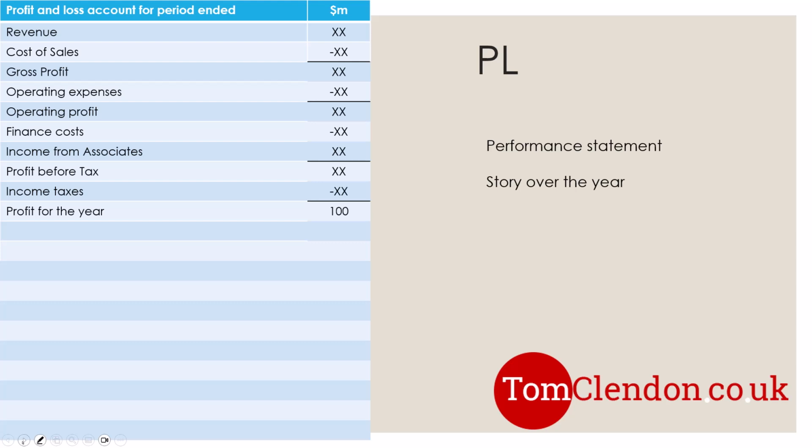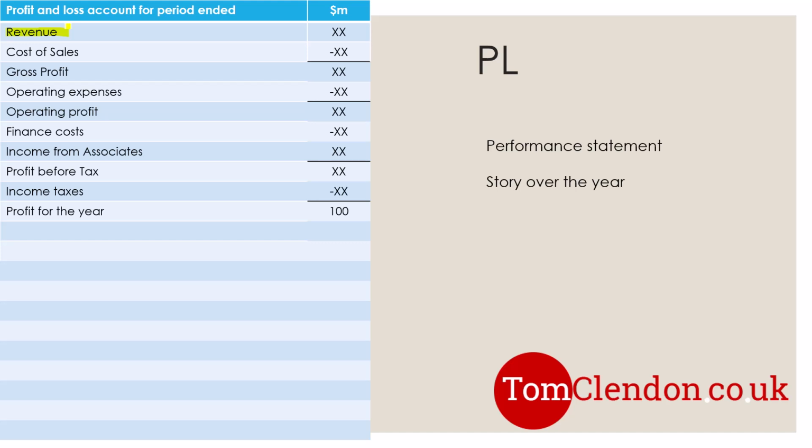And this is what a profit and loss account looks like. Revenue is the first number. Sometimes people call that sales. Sometimes people call that turnover. But technically, it's revenue.